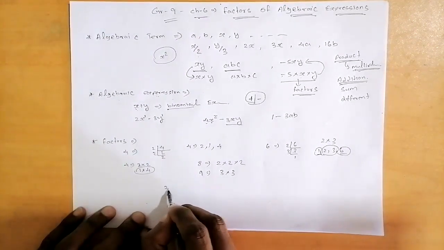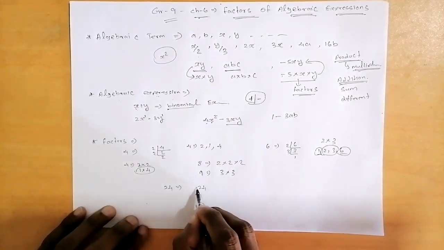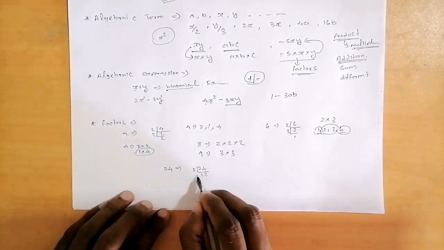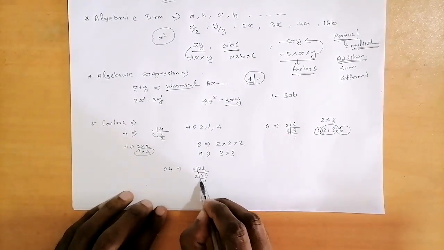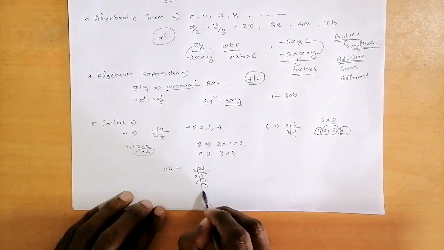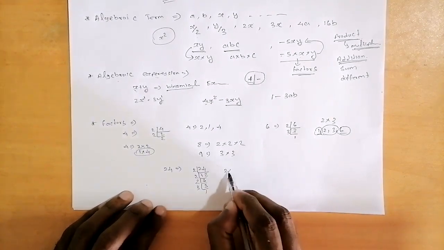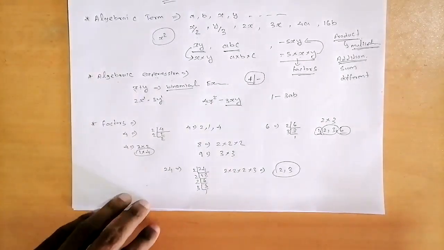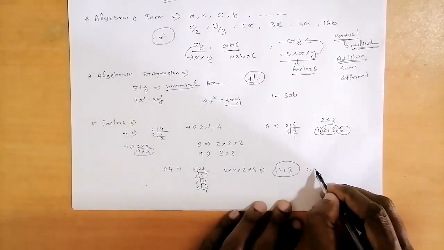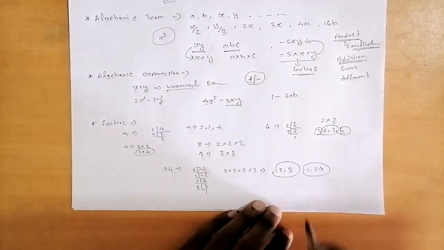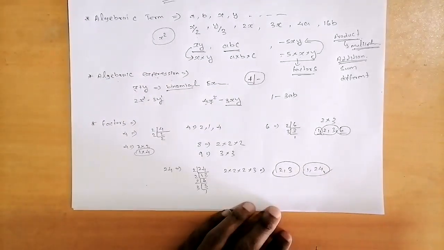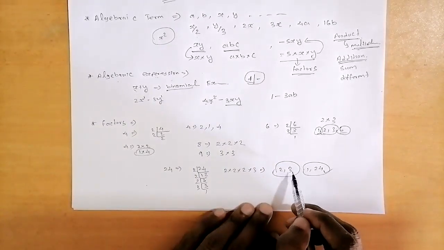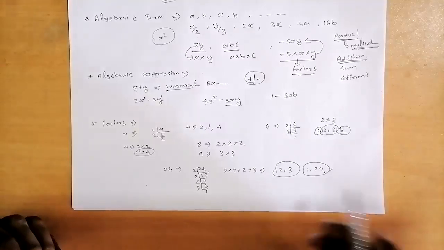So let's take lastly 24. 24 divided by 2, it's 12. Another 2, it's 6. Another 2, it's 3. So another 3. So 2 into 2 into 2 into 3. So 2 and 3 are the factors of 24, and also 1 and 24. It is always the number and 1 that are factors of a number. So we are not considering this; we are considering this. Okay, 2 and 3 are factors of 24.